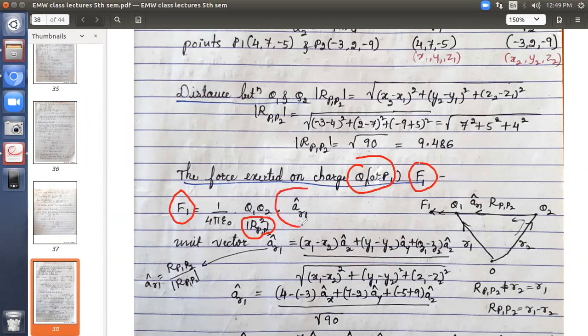the unit vector. Okay. Now this is very important. Taking this unit vector is important in both the sub questions. So let's see how it is done. What I have done here, I have redrawn the situation. There is a charge Q1 and Q2. There exists a distance between these two, say R P1, P2.